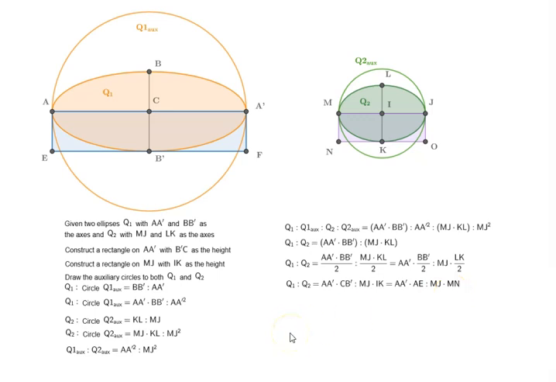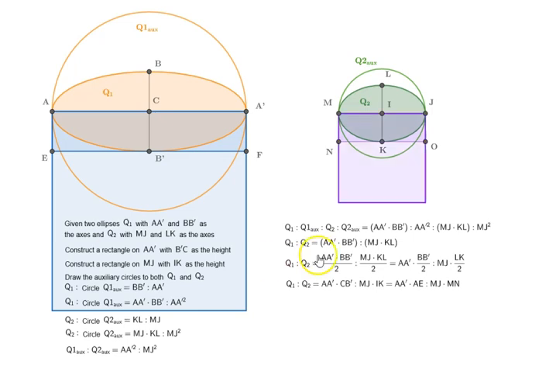There is a corollary to this proposition. It says the areas of similar ellipses are as the squares of corresponding axes. So, which means we need to draw a square and a square. And these squares will have the same ratio as the areas of these ellipses only if these ellipses are similar.